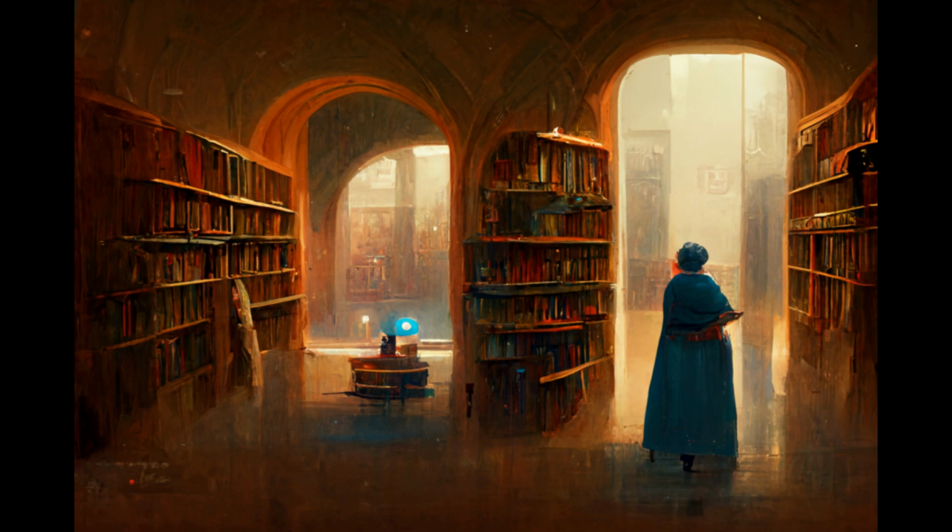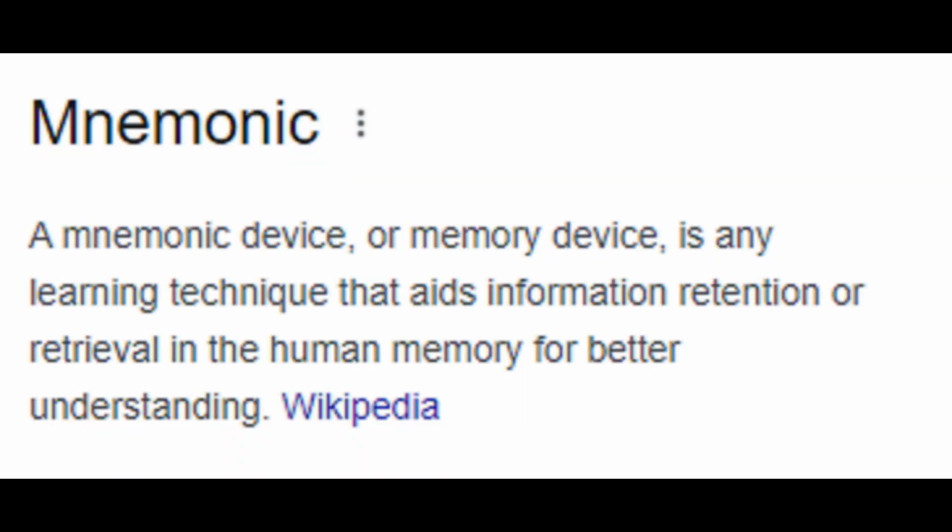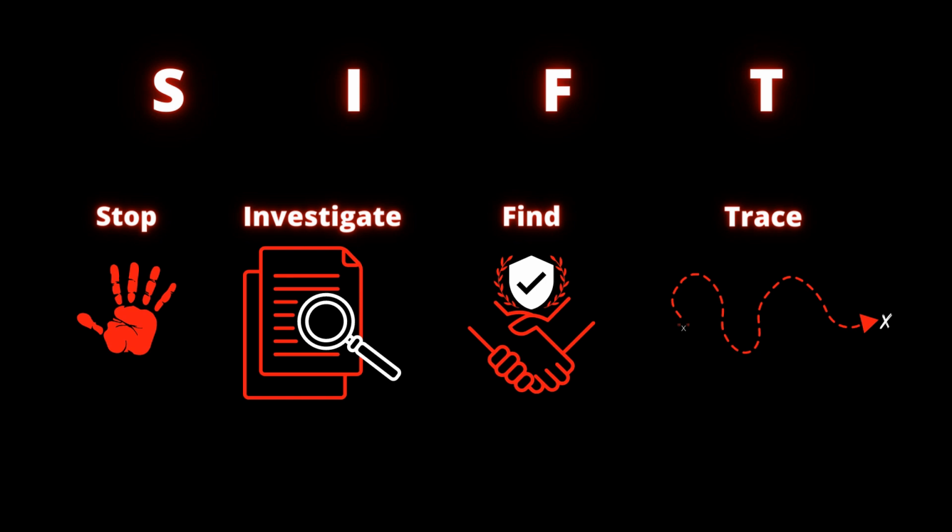Luckily, there are lots of tools that librarians have invented to help you through this process. The tool we're going to discuss in this video is a mnemonic device to help you think about the process of information sorting. This device, created by Mike Caulfield, is a good general-purpose tool, and it is called, appropriately enough, SIFT. SIFT stands for Stop, Investigate, Find, and Trace.